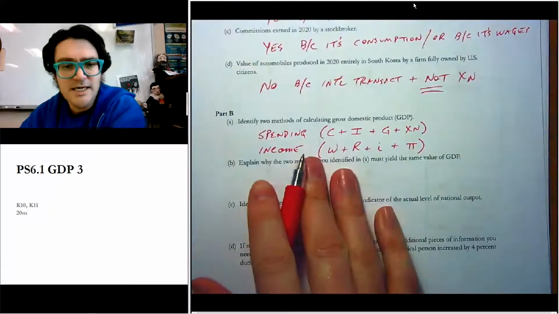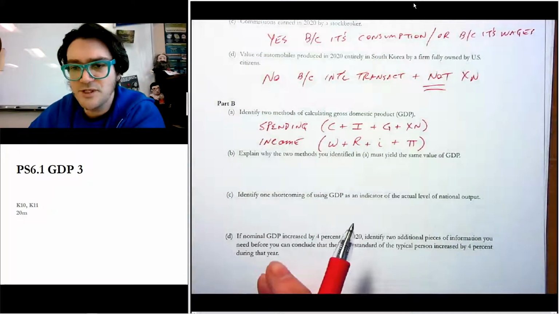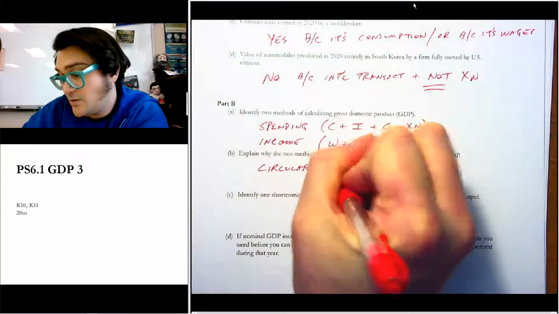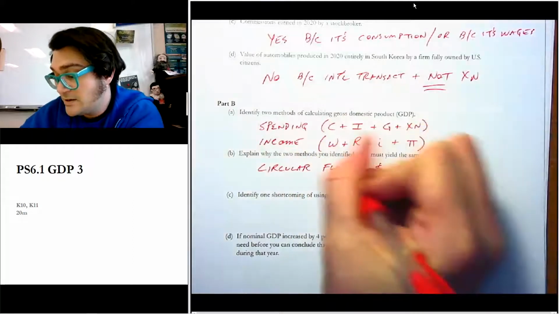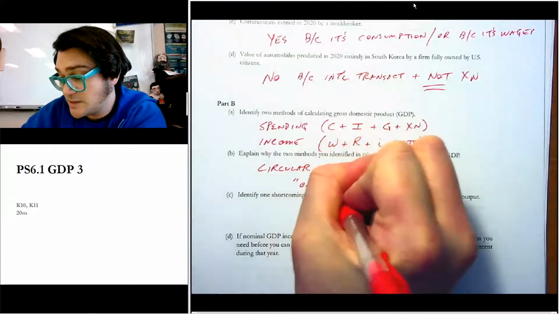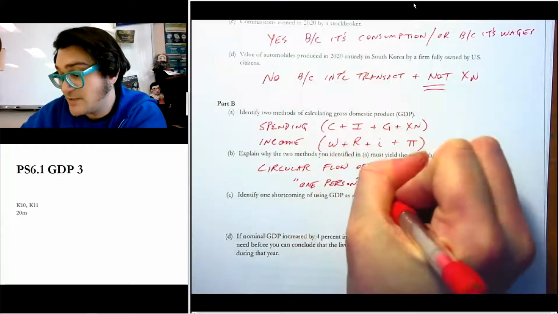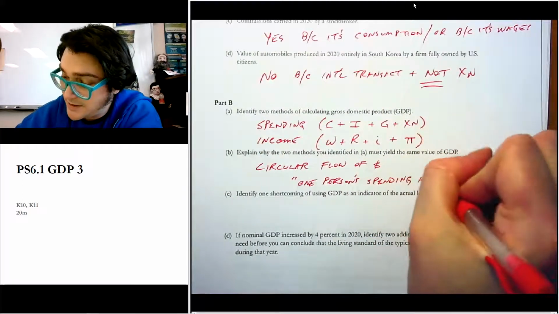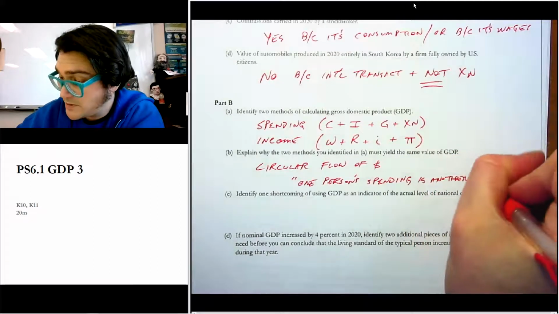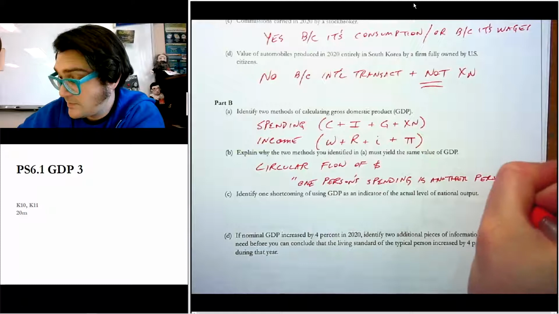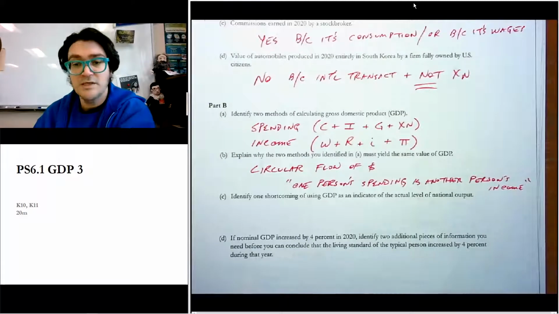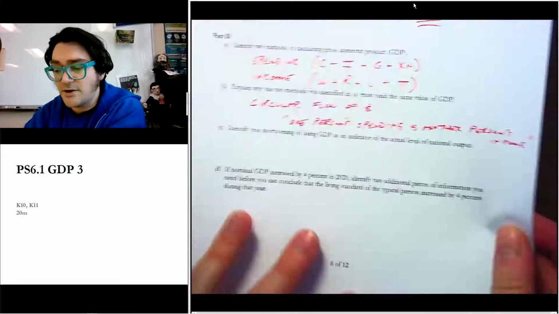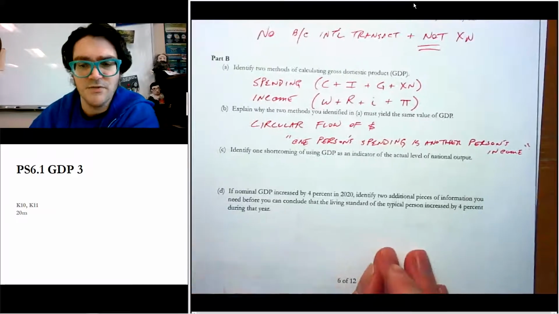That's the other one. Explain why the two methods you identified must yield the same value of GDP. Well, that's the circular flow, right? So the circular flow of money. The other way to say this is, this is the common phrase, one man's, but I'll say one person's spending is another person's income. Ta-da! So every time somebody spends something, that's income for somebody else. So one person's spending is another person's income. We're going to return to that concept later. It's kind of a pithy phrase, but it actually has quite a bit of meaning for this class.